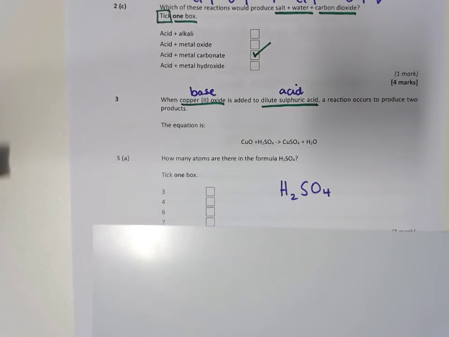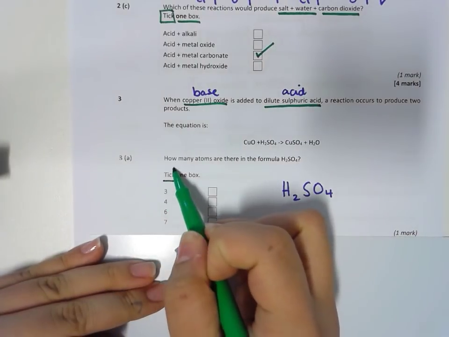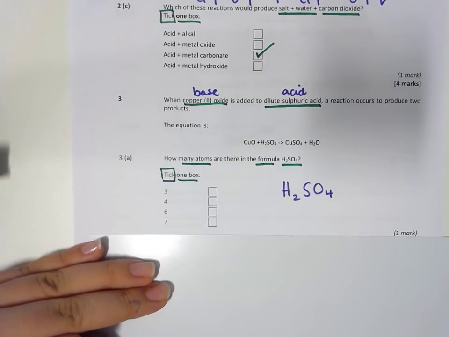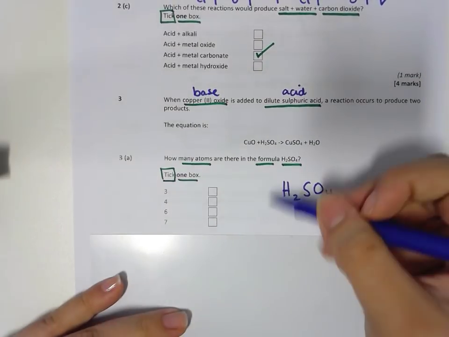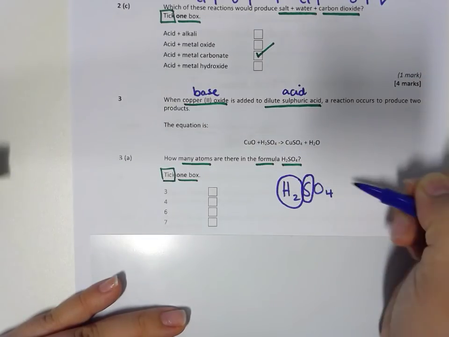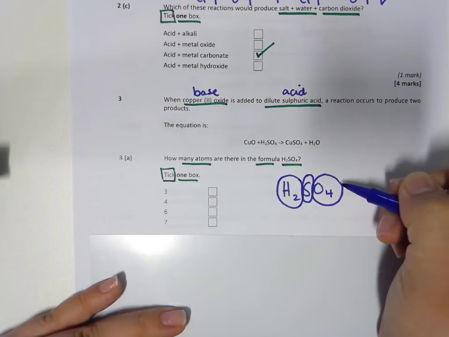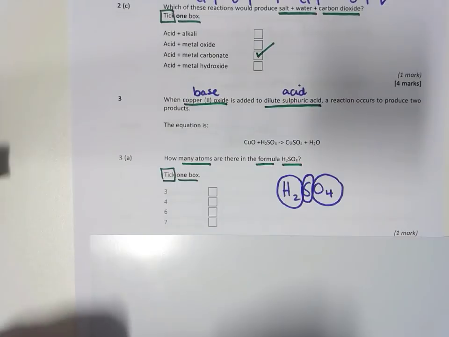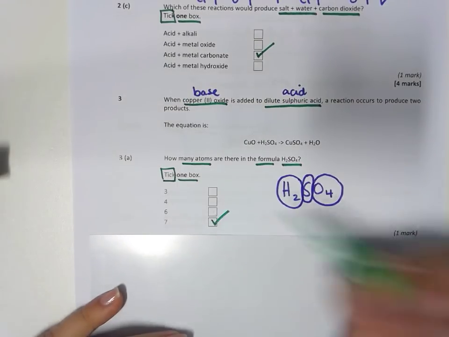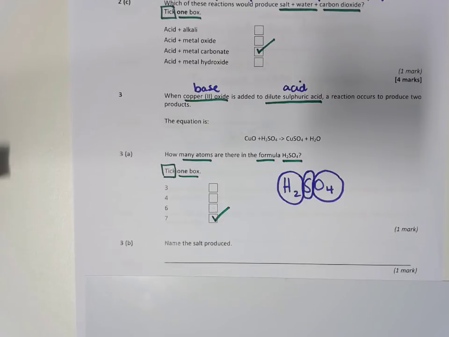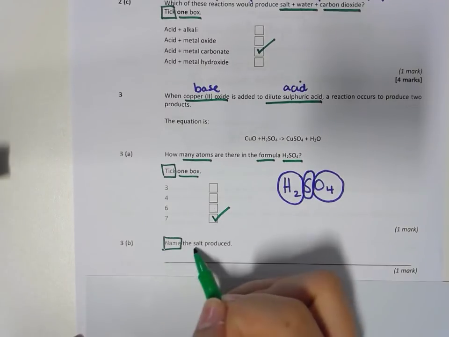So this is the equation, and the question next says you are ticking one box to show how many atoms are there in the formula H2SO4. Well, I've written it out larger here, so we see 2 hydrogens, that's 2, plus 1 sulfur, that's 3, and plus 4 oxygen. So 3, 4, 5, 6, 7. So there are 7 in total atoms in H2SO4. We have to name the salt produced, and the salt produced is this one right here.